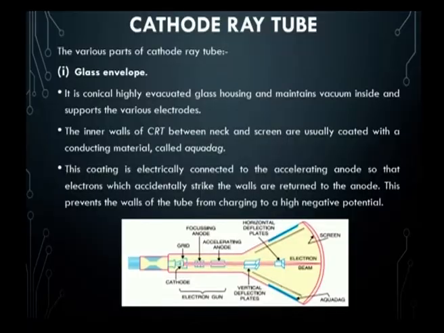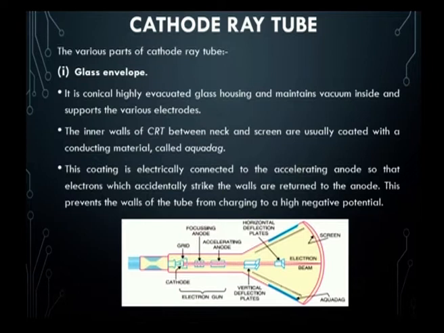This cathode ray tube consists of a glass envelope, an electron gun assembly, the deflection plates, and the screen. All these four things together form the cathode ray tube. Let us start with the very first part of the cathode ray tube, that is the glass envelope.